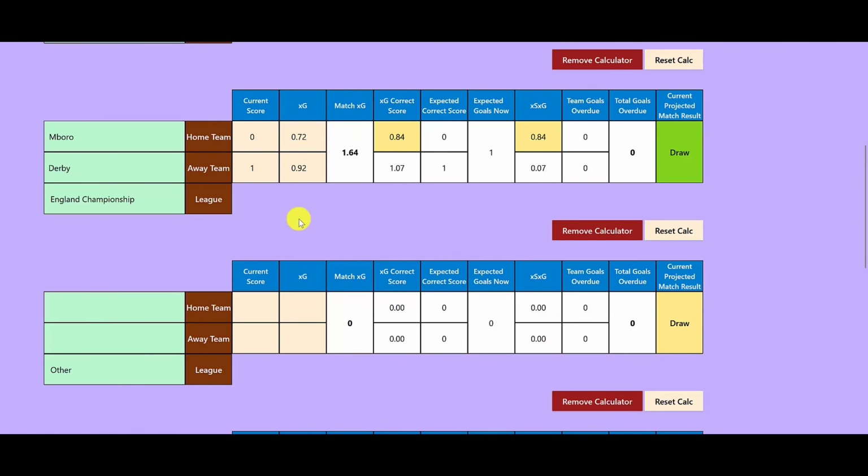So we're just checking out a match from the English Championship. Middlesbrough trailing to Derby at half-time. Plugged in these XG numbers. And while we're not really expecting goals just yet, the current projected match result is draw. So Middlesbrough should be level in this one. So it's time to go against Derby.